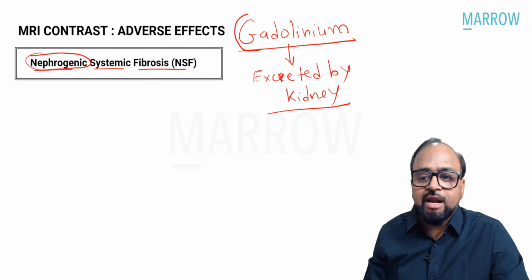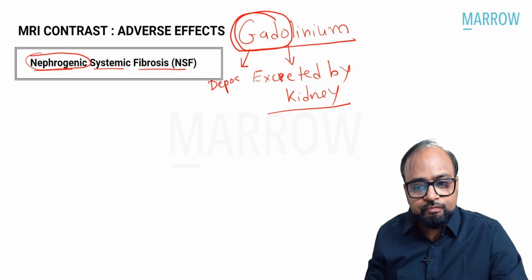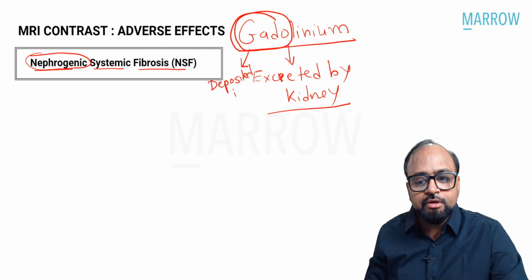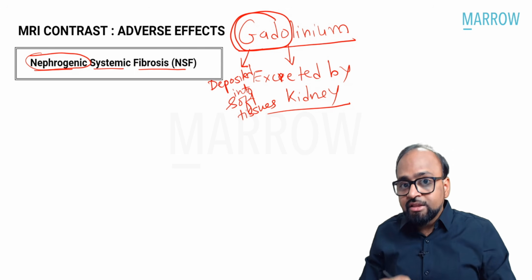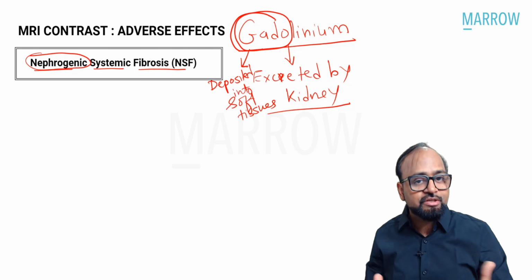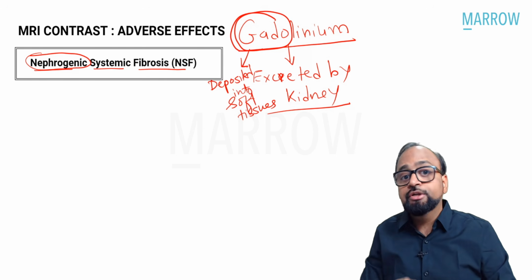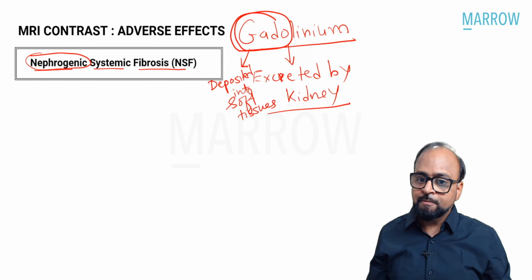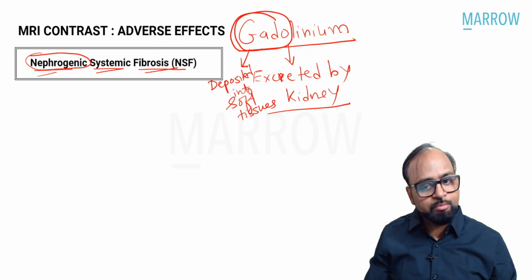So this gado part of that compound gets deposited into the soft tissues of the body, where it creates an inflammatory response. This reaction gives rise to nodules, thickening, contractures, deformities, ultimately death. So this is called nephrogenic systemic fibrosis.